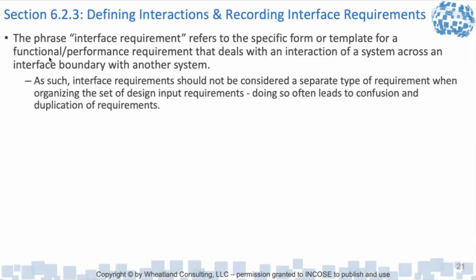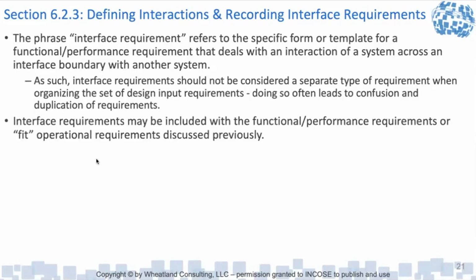The interface requirement is the functional performance requirement that deals with the interaction of the system across some interface boundary, either internal to the system or with another system. As such, interface requirements should not be considered a separate type of requirement when organizing the set of design input requirements. Doing so, like I said, often leads to confusion and duplication of requirements. But they are a special consideration, so we have a separate section. Interface requirements may be included with functional performance requirements or with the fit operational requirements discussed previously. That could be in either one of the categories.